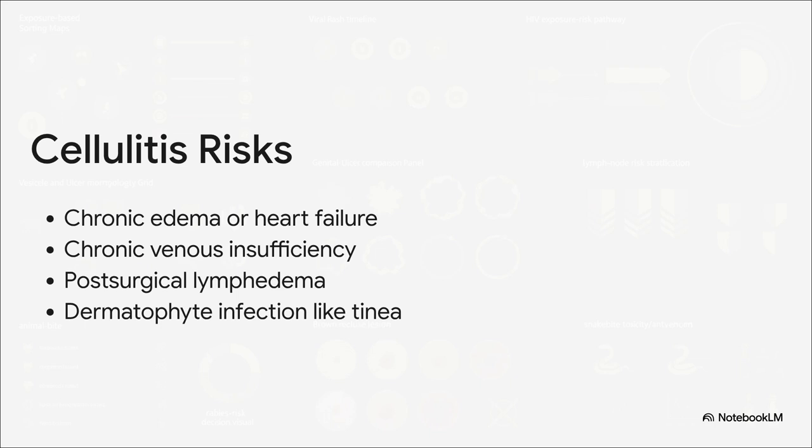Now, management diverges based on whether purulence is present. For non-purulent cellulitis, meaning it lacks fluctuance or drainable pus, your empiric coverage targets group A strep and MSSA using oral cephalexin or dicloxacillin.